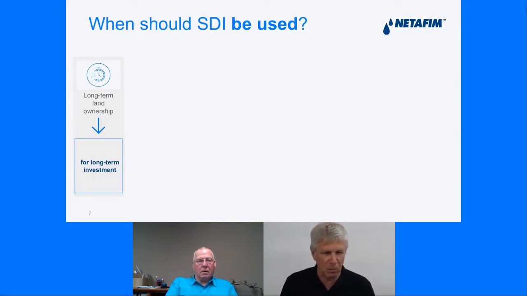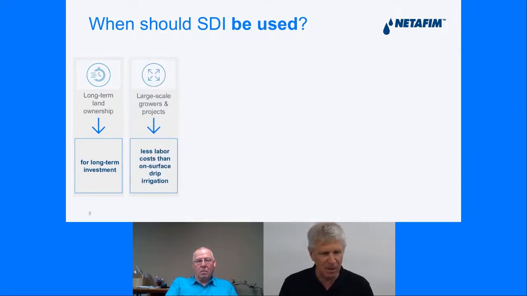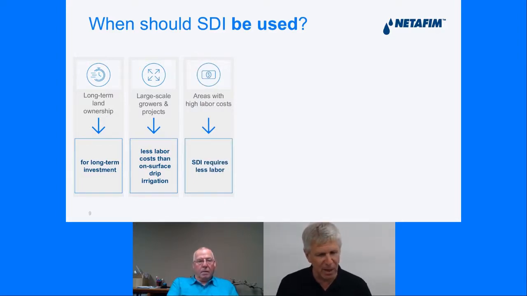Okay, so when do we use SDI, or when is it reasonable to use SDI? When it's long-term landowner ownership for long-term investment, because you want to use the drip irrigation over a large time scale. The second is large-scale growers and projects. Less labor cost than on-surface drip irrigation, less labor cost when you compare it to overhead irrigation, maintenance of sprinkler or center pivot irrigation. You possess the SDI, and if you treat it well during or outside of the growing season, then you don't have to do too much during the growing season. Then areas with high labor cost, after the installation, you don't need to deal too much with SDI. So you don't need actually any labor.